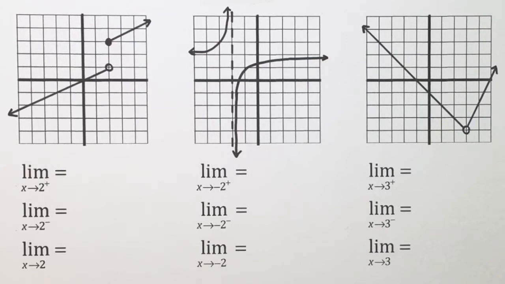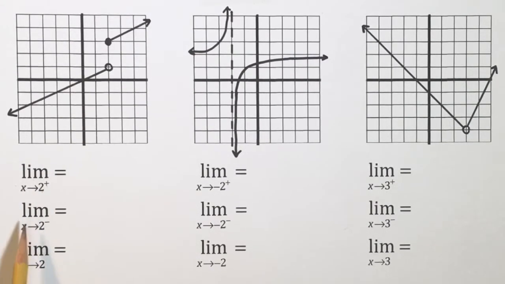I think you're going to find that if you had success with the last two lessons, you already understand the concept of a one-sided limit. This is a one-sided limit, and this is a one-sided limit. I just want to make sure we know how to read this notation. This first one is read, the limit as x approaches 2 from the positive side. And this one is read, the limit as x approaches 2 from the negative side.